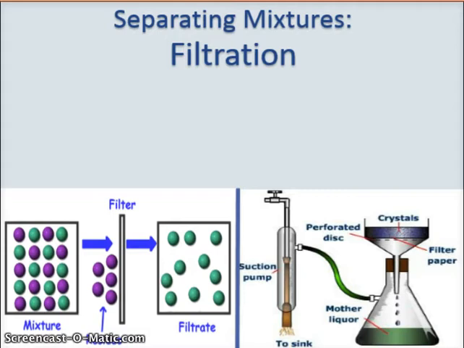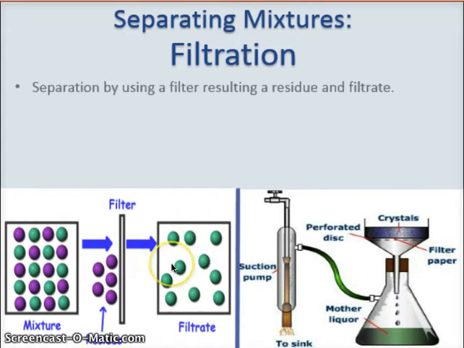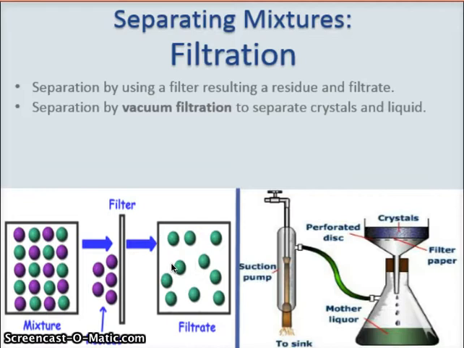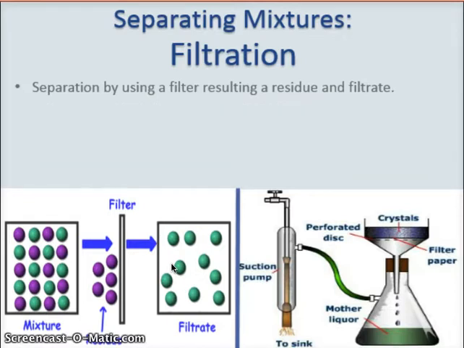Filtration is really simple. You have a mixture, and the mixture is composed of a solid and a liquid. So, separation using a filter results in residue and a filtrate. The residue is the stuff that gets stuck onto the filter. Usually, it's crystals or some wet powder, and the filtrate is whatever goes through the filter. That's usually the liquid piece of the mixture.